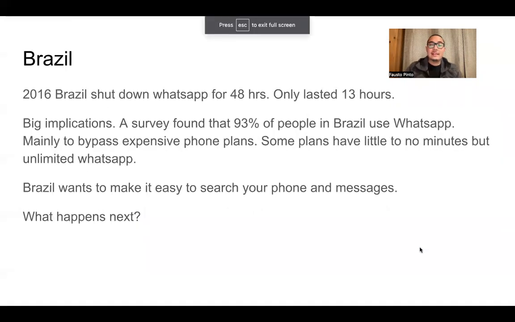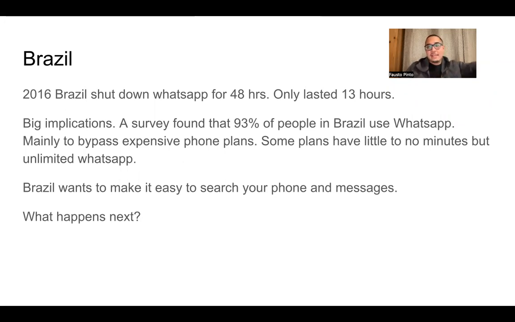So in 2016, going back to the shutdowns, Brazil shut down WhatsApp. They had a court order to shut down WhatsApp for 48 hours. It only lasted 13 hours. Now, for us in the US, especially people who don't have families from abroad, who cares about WhatsApp?